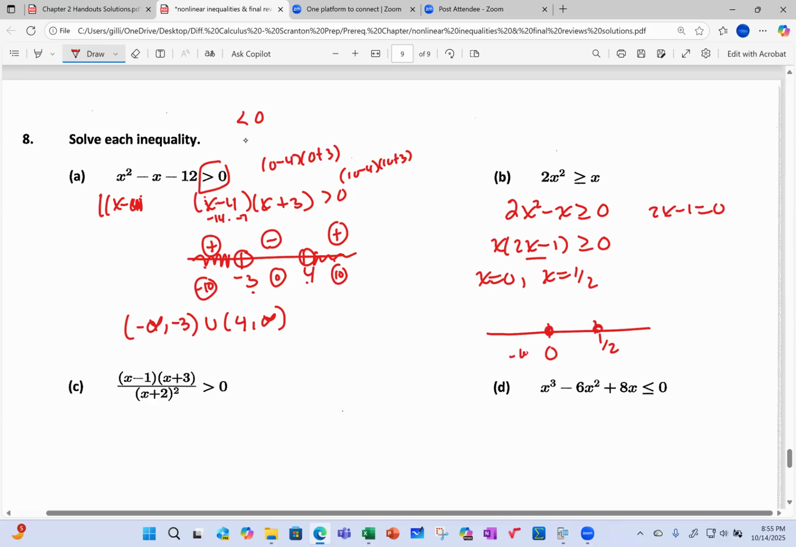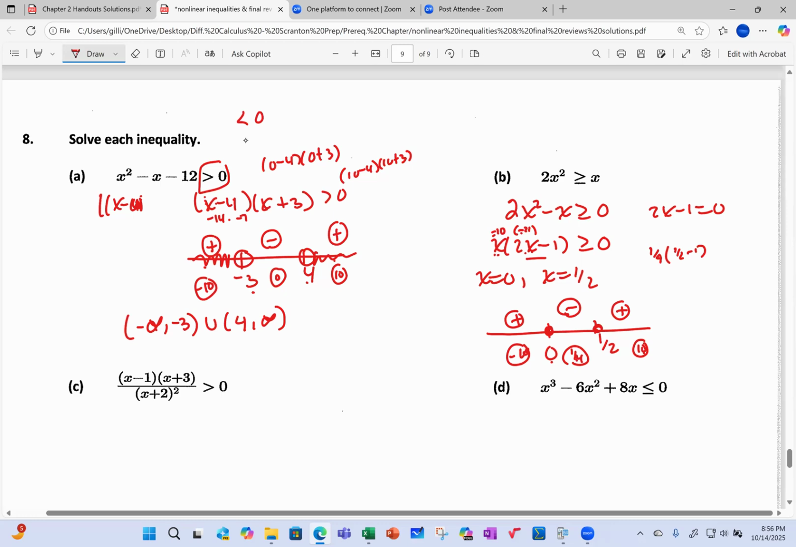If I pick, say, -10, put that in for x, I would get a -10 times a -21. A negative times a negative is a positive. Here, between 0 and 1/2 is like a quarter. So a quarter in for x is 1/4. 2 times a quarter is a half. Minus 1 is a -1/2. So a positive times a negative is a negative. And if I pick, say, 10, I'll get 10 times a +19, which is a positive.